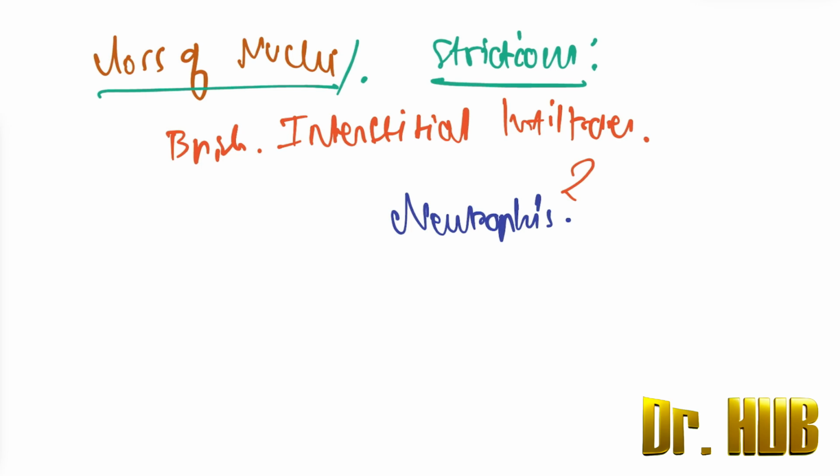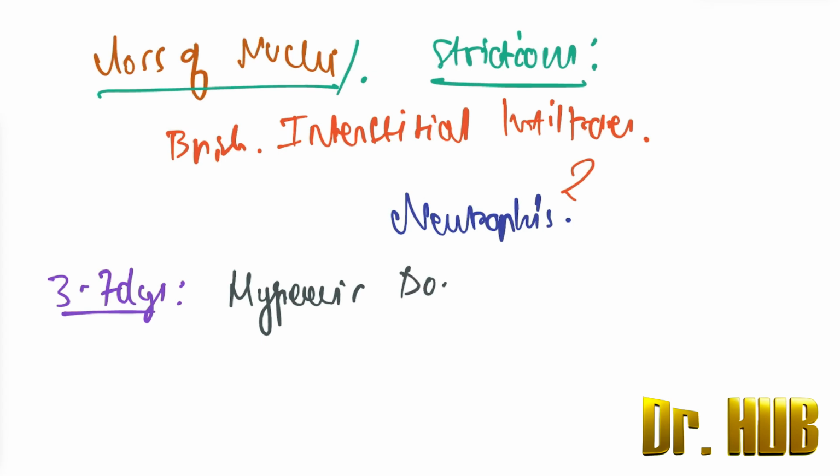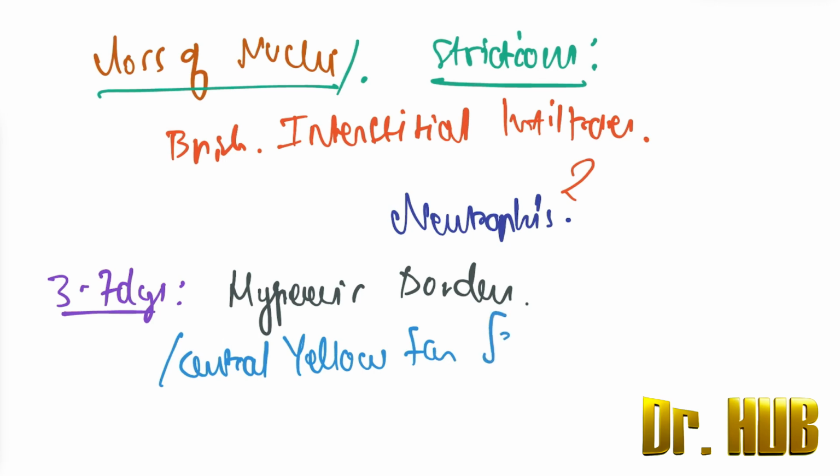Next we look at 3 to 7 days. In the 3 to 7 days period, in gross there are hyperemic borders and there is also central yellow-tan softening.